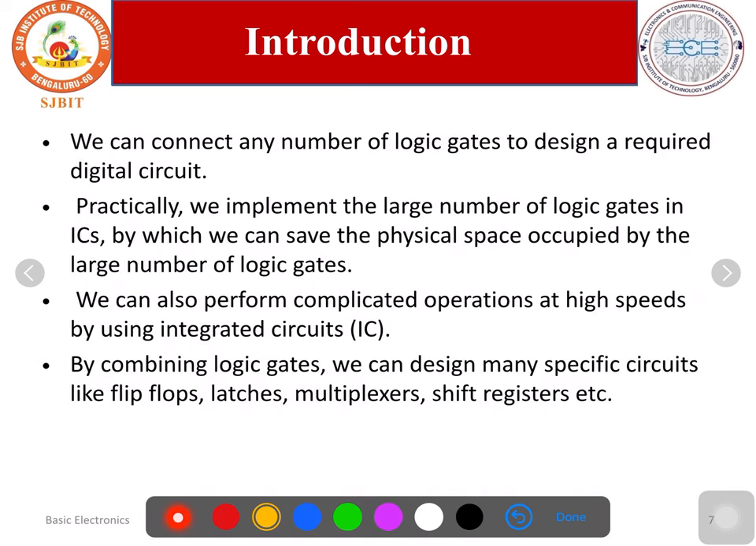We can connect any number of logic gates to design a required digital circuit. Any complex digital circuit will have a number of logic gates. Usually we will use integrated circuits, ICs. An IC will have a large number of logic gates. By using ICs, we can save the physical space occupied by the large number of logic gates. Instead of using a large number of logic gates, we can go for the ICs, which is nothing but an integrated circuit. We can perform complicated operations at very high speeds by using these ICs.